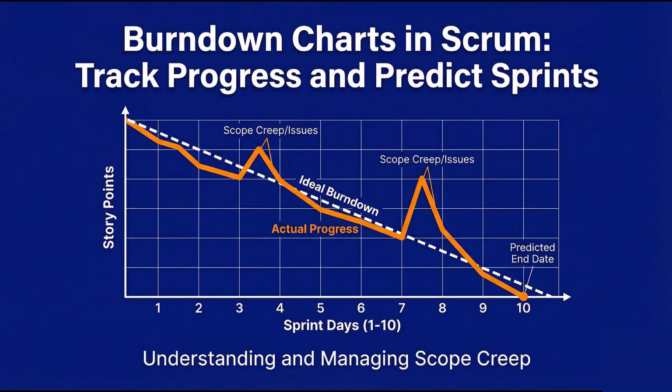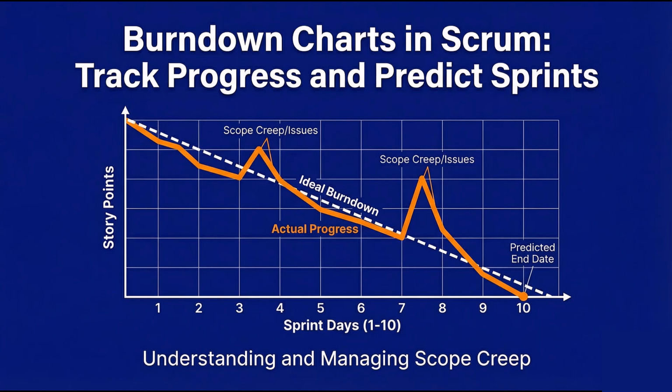Pattern number 5, the scope creep signature. Your burndown is decreasing nicely, then suddenly jumps upward mid-sprint. This happens repeatedly. What it means: work is being added to the sprint after it started. The sprint goal is being compromised.